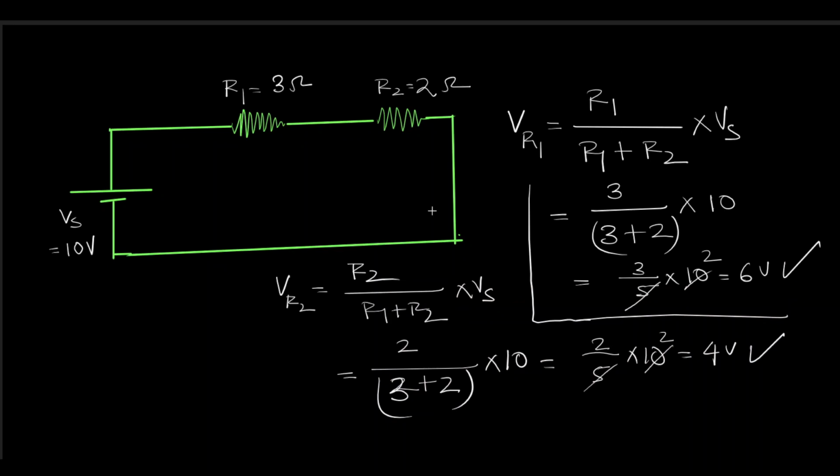That means if you connect a voltmeter here to know the voltage drop across R1, it will show you 6 volt. And similarly if you connect a voltmeter here like this to measure the reading of the voltage drop across the R2, it will show you 4 volt. I hope you understand.